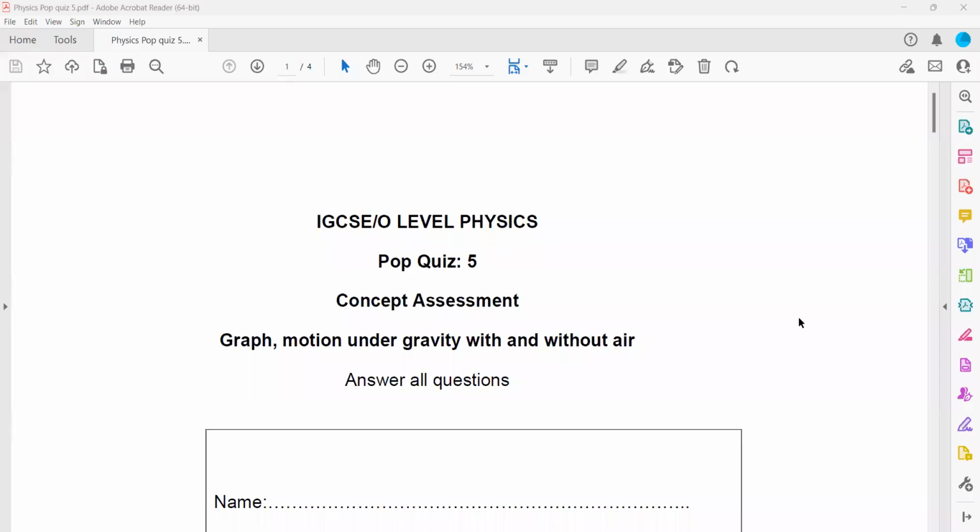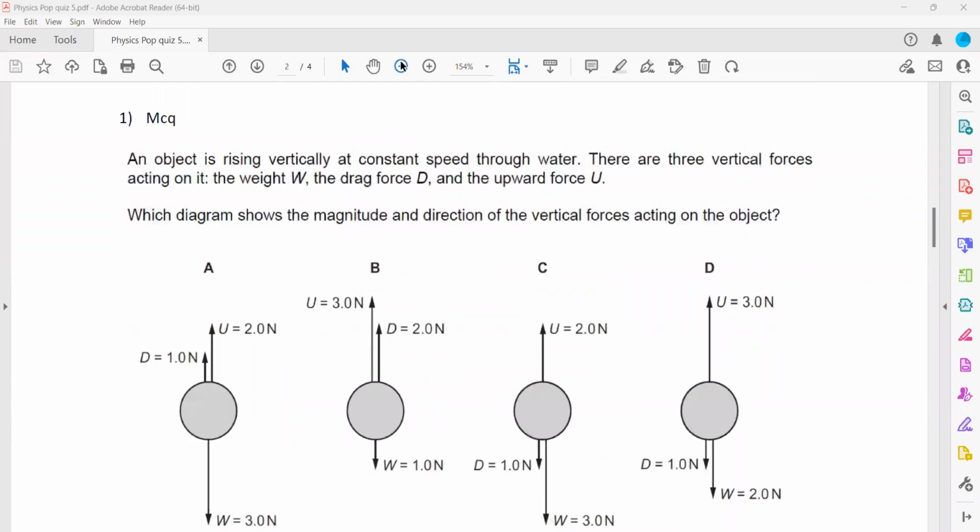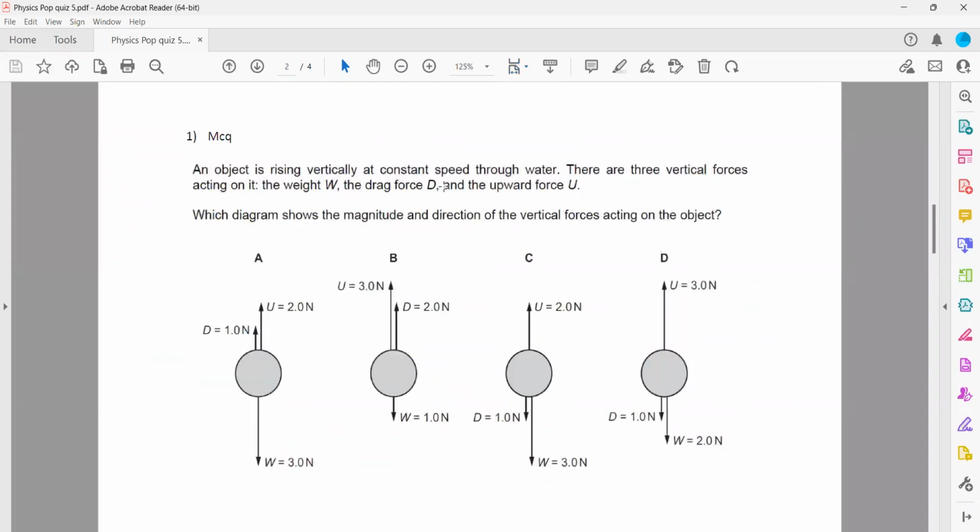This one is pop quiz 5, which is related to graphs, motion under gravity, with and without air resistance. Starting with the first question, a multiple choice question. An object is rising vertically at a constant speed.